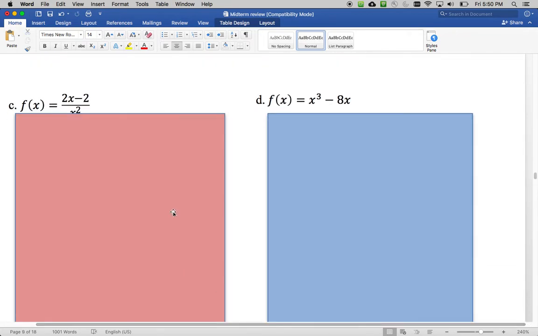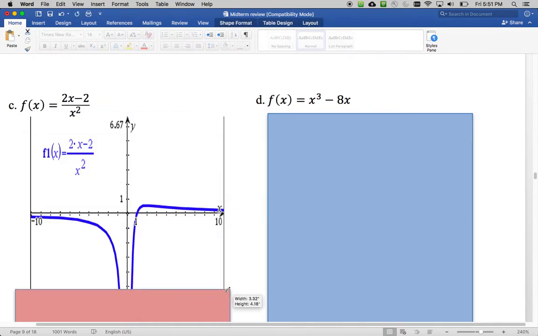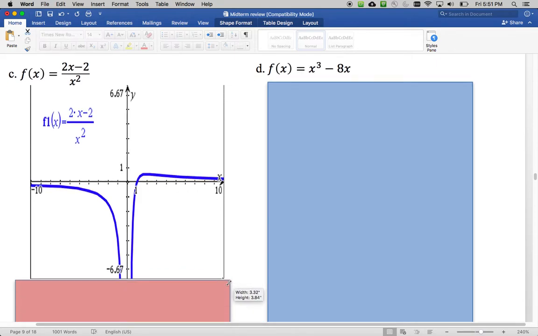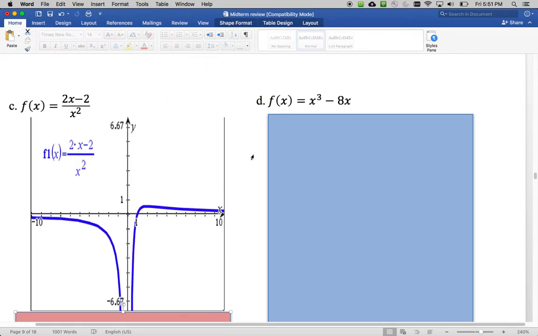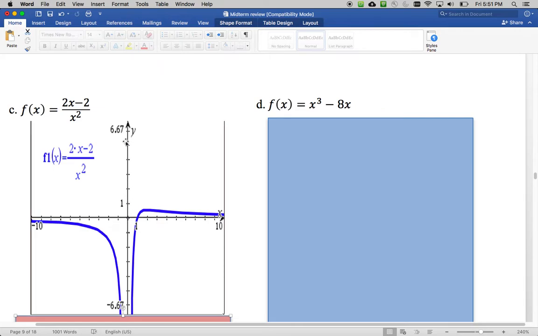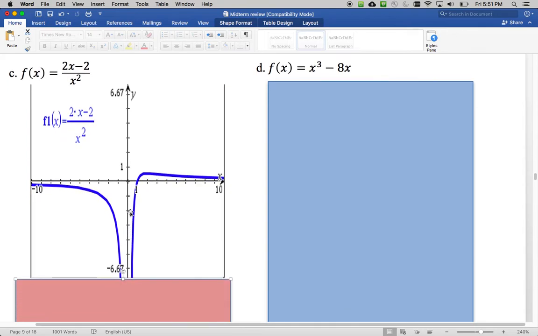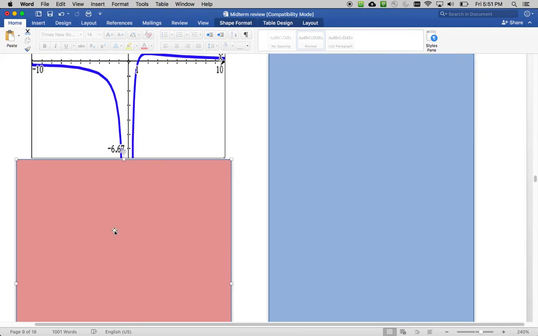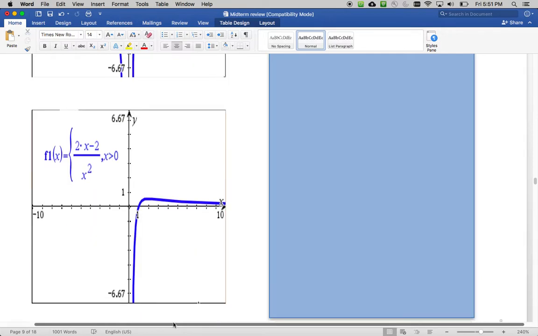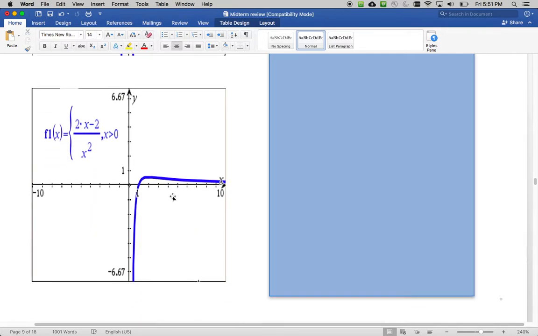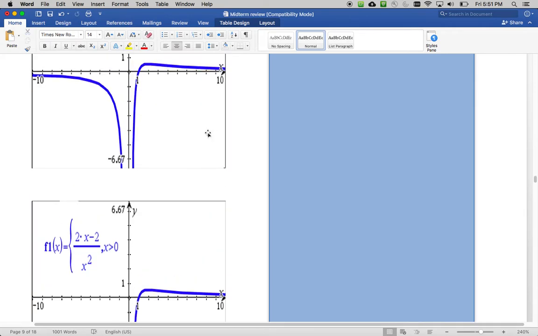All right, for c, we've got a fraction here. This is what our graph looks like, kind of funky, but you'll notice, let me move it up, that you have this vertical asymptote here. And if we just limit it to x has to be greater than 0, then you'll get rid of the left side of your graph, and so we'll have just a one-to-one here. Voila. So we just limited it to x has to be greater than 0.